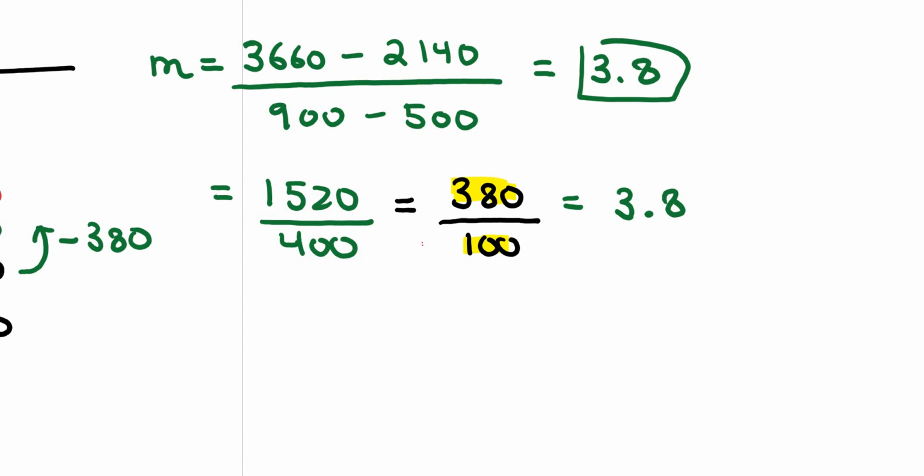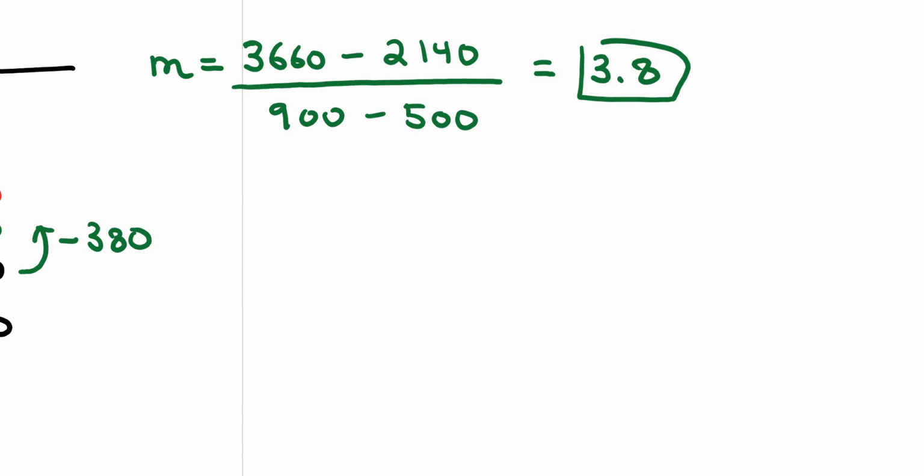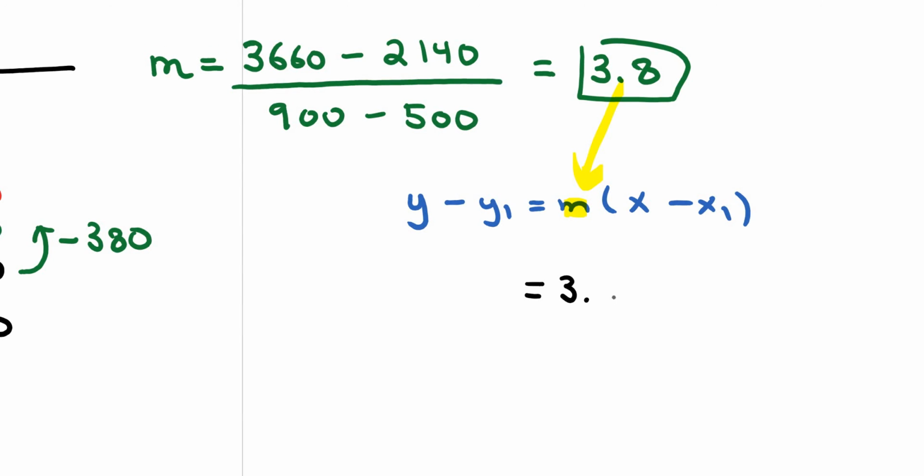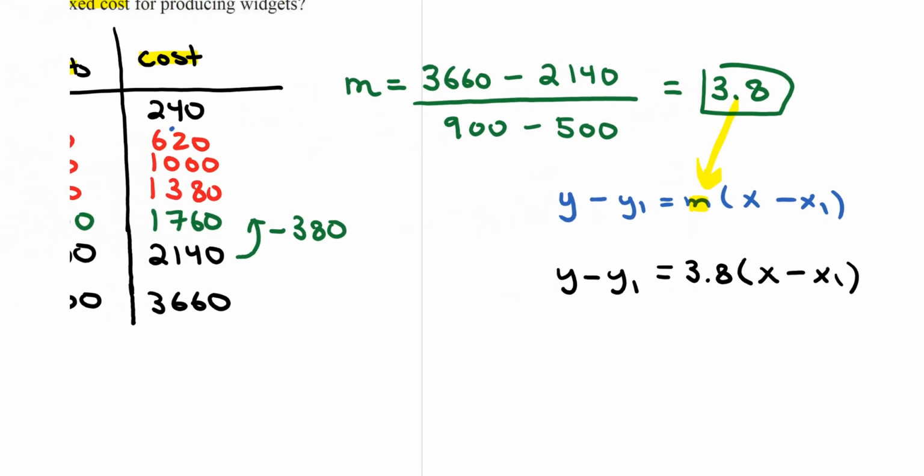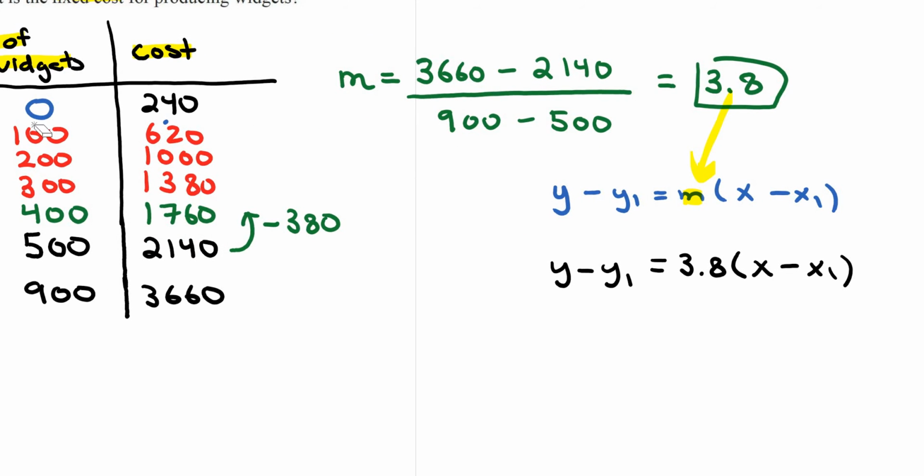One thing you could do to figure out this problem is use the equation of a line in point slope form, which is y minus y1 equals m times the bracket x minus x1. So your m value is going to be 3.8. So from there, what would you do next? Well, let's just say that we didn't have any of this data here.